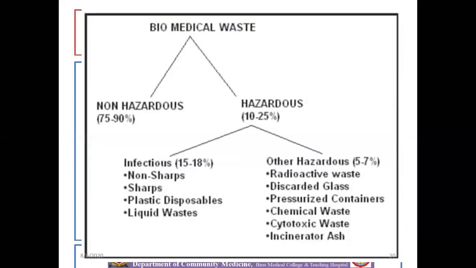Again, you can see non-hazardous and hazardous. Under the hazardous, we have infectious and other hazardous waste. Infectious waste means non-sharp objects, sharp objects, plastic, disposables, and liquid waste which are infectious. Other hazardous waste may be radioactive waste.